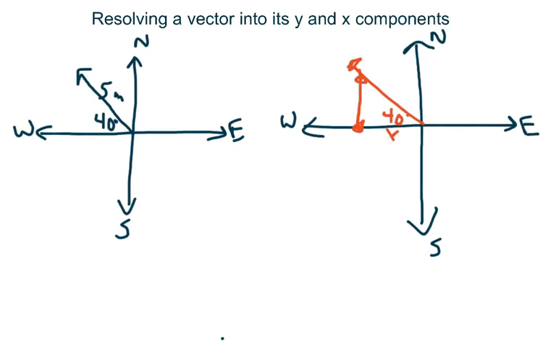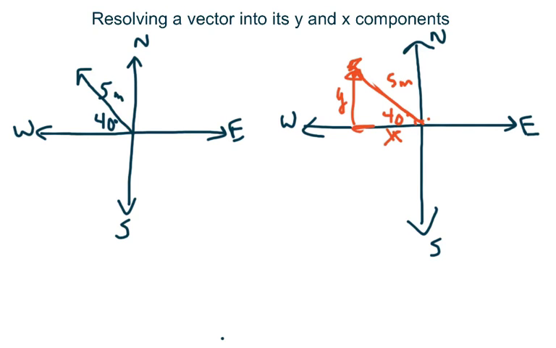We're drawing tail to tip, and I didn't do a very good job, so let's do it again. From here you're drawing up, tail to tip. This is your x component. This is your y component, and this is already 5 meters.